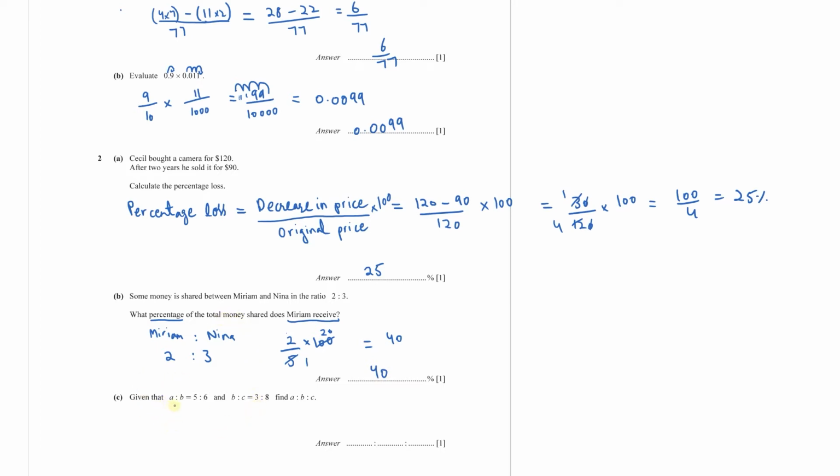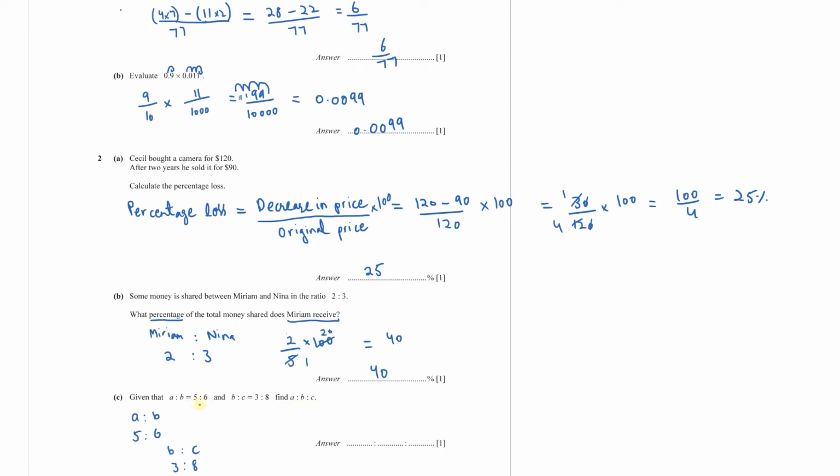Part C is given that A ratio B is 5 ratio 6, B ratio C is 3 ratio 8. Find A ratio B ratio C. So you know that A ratio B is 5 ratio 6, and then B ratio C is 3 ratio 8. Here B is the common value between both these ratios. We know the relation of B with A through this ratio, and we also know the relation of B with C through this ratio. So now you can make the value of B the same so that you can find the corresponding relation of A and C as well.